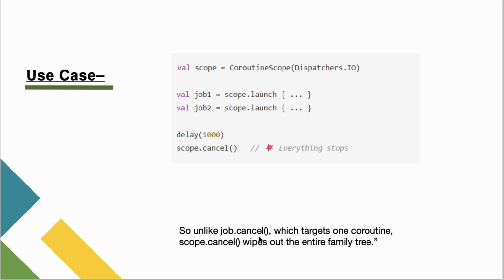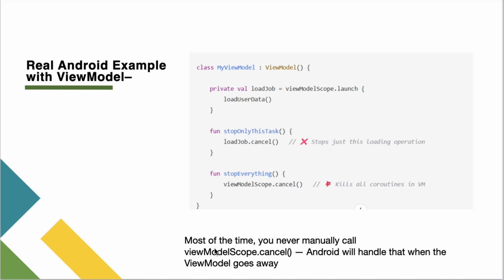So unlike job.cancel, which targets only one coroutine, scope.cancel wipes out the entire family tree. All right, so I hope you have understood the actual difference between job.cancel versus scope.cancel. Now let's apply this to Android, because this is where developers trip over this the most.